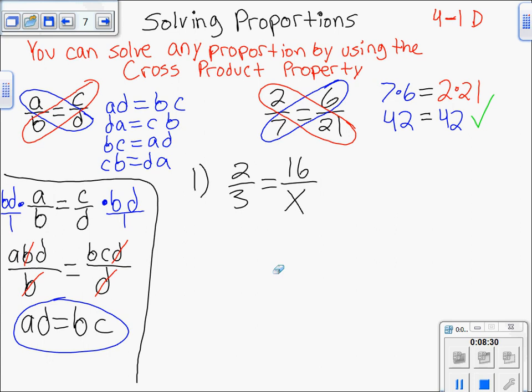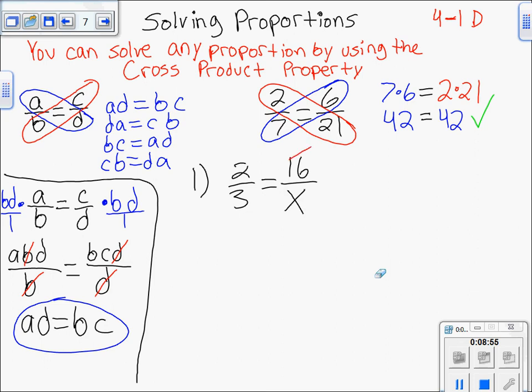All right, so now, some of you may remember a way you learned in 6th grade how to mentally solve some proportions when they're pretty like this. Pretty meaning we can ask ourselves, 2 times what gives us 16? You would say times 8. So 3 times 8 will give us x. That is true. But just know, don't get in the trap of always doing it mentally. I want to make sure you can prove it using the cross product property.